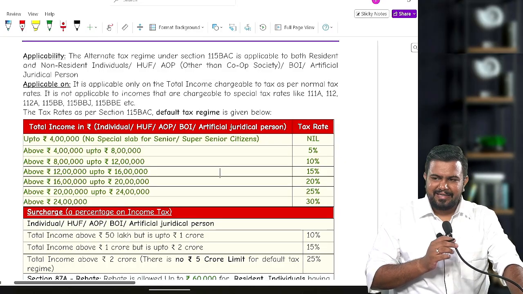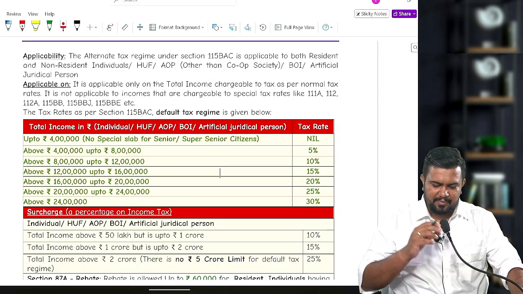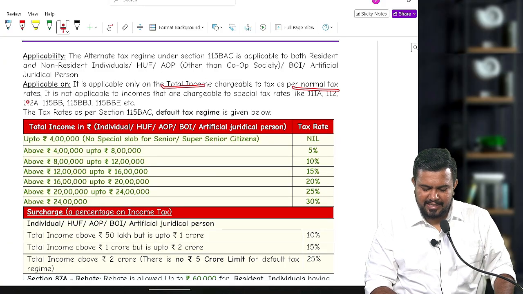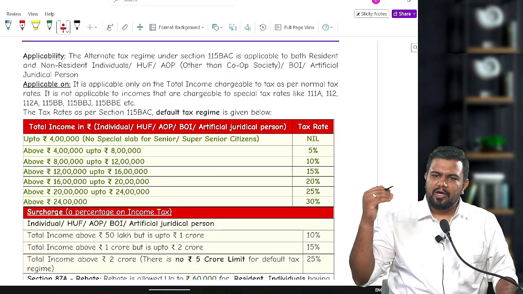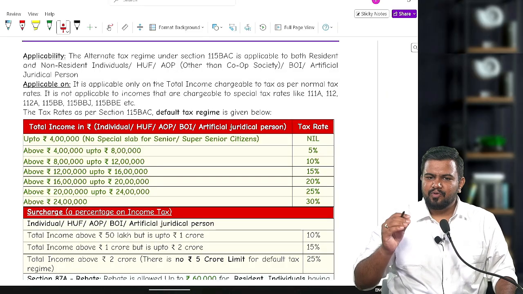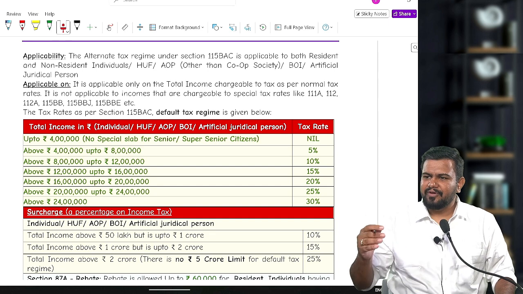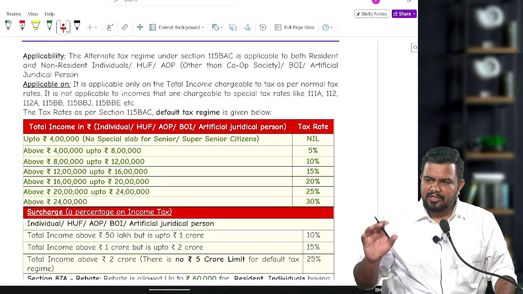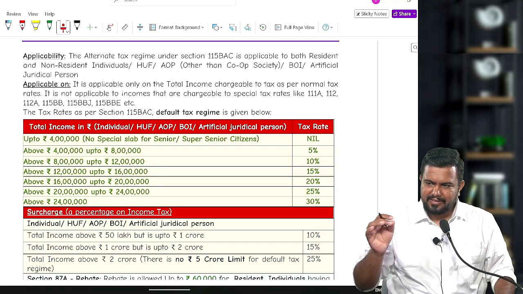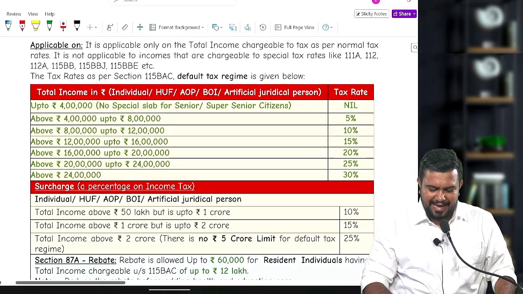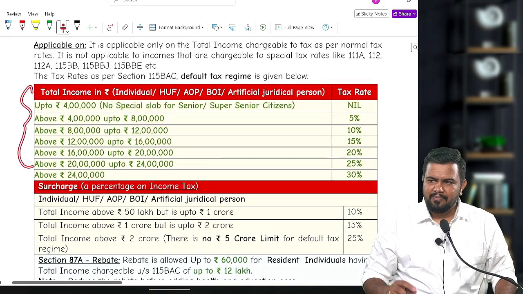Section 115BAC tax rates are applicable on the total income which is chargeable to tax as per the normal tax rates. So normal tax rates which we had studied some while ago, that is up to 2,50,000 no tax, above 2,50,000 up to 5 lakh 5%, above 5 lakh up to 10 lakh 20%, above 10 lakh 30%. And here the tax rates have changed from the previous year.